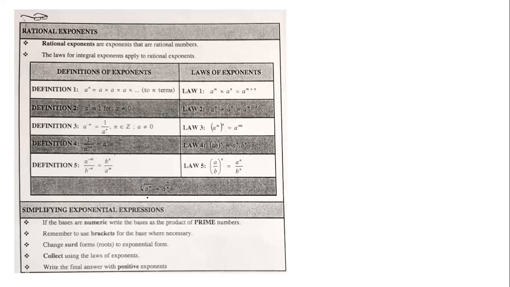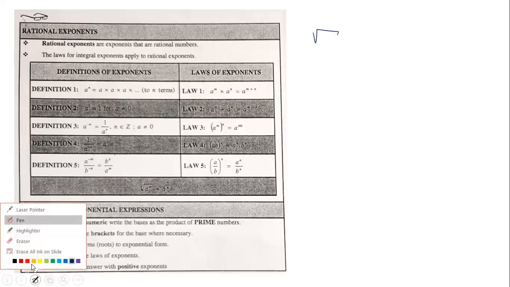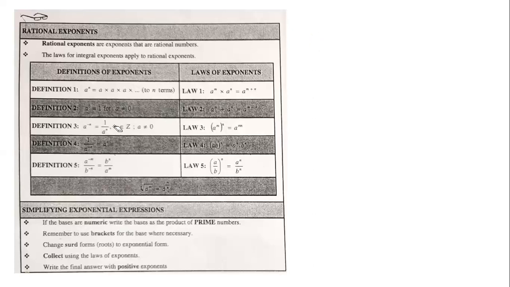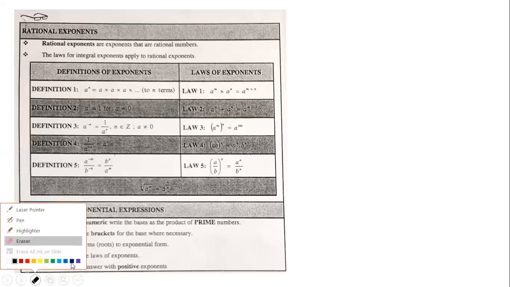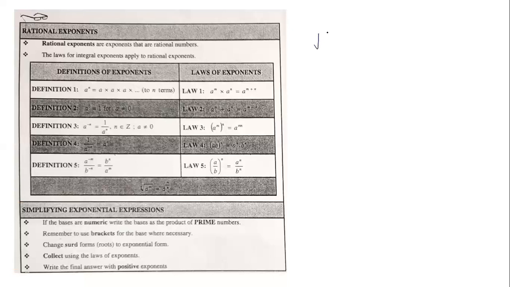Now, this is what we also need to know. Let me rewrite this because it seems as if it's not clear. So we have an expression that looks like this. If we have the nth root of a to the power of m, you need to understand that this expression can be rewritten in the following way.